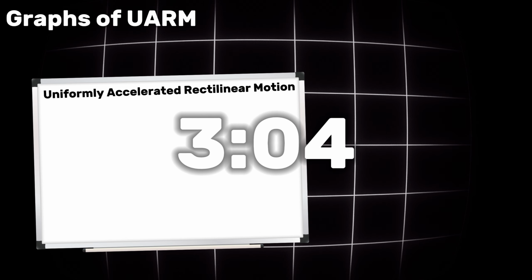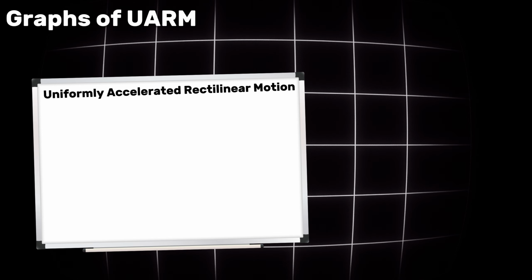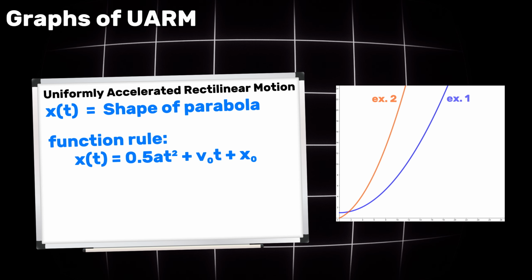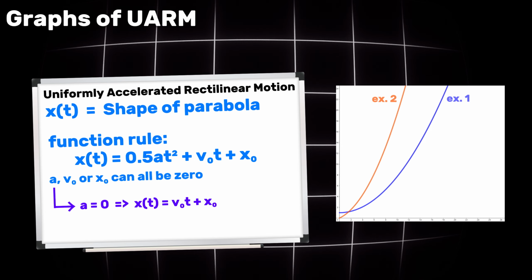Just like with URM, we can also draw graphs for UARM, like I showed you when I was explaining the difference between average and instantaneous velocity. The position versus time graph, x of t, has the shape of a parabola since it follows a second-degree function. The formula is x of t, which is the position at time t, equals 1/2 times acceleration times time squared, plus initial velocity times time, plus initial position. Any of these values can be 0, and if the acceleration is 0, the formula simplifies to that of URM, which makes sense because the velocity is constant when you have no acceleration.